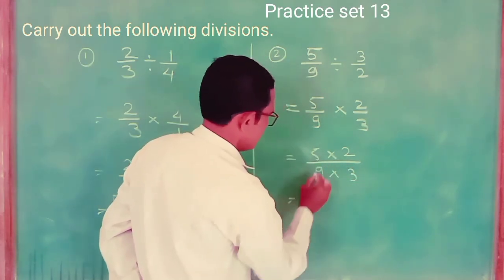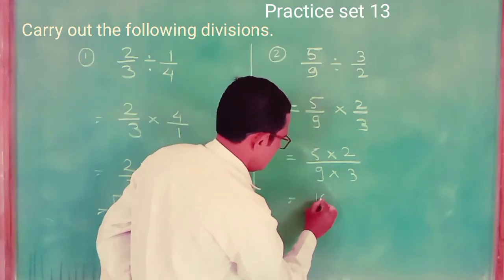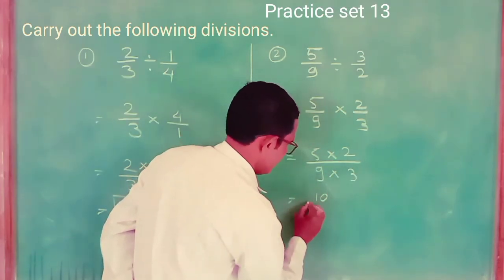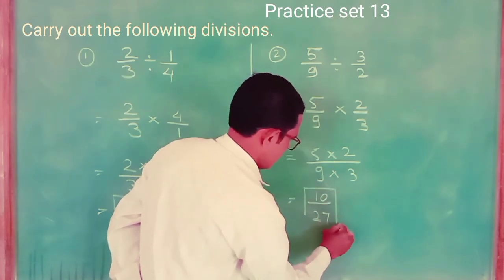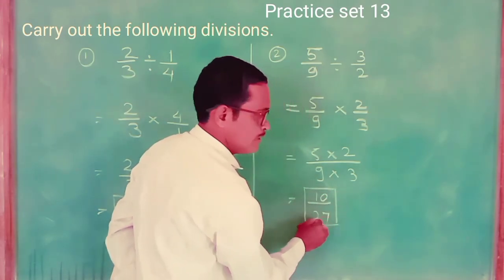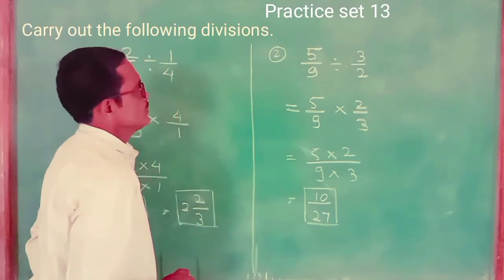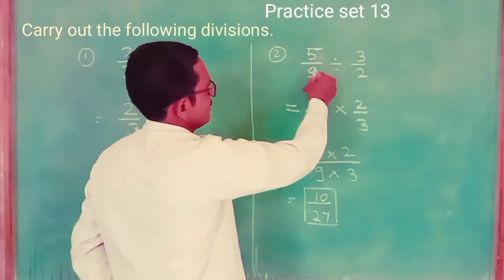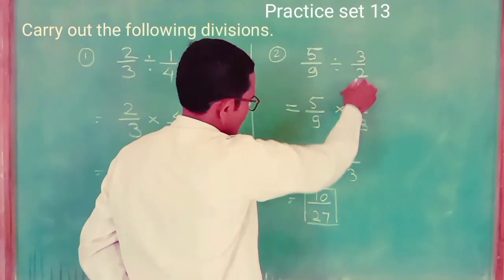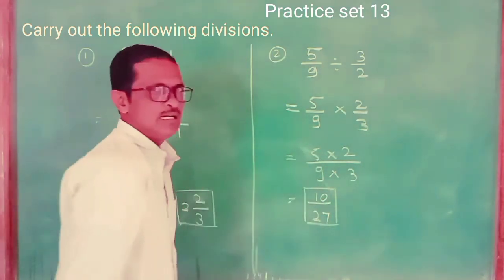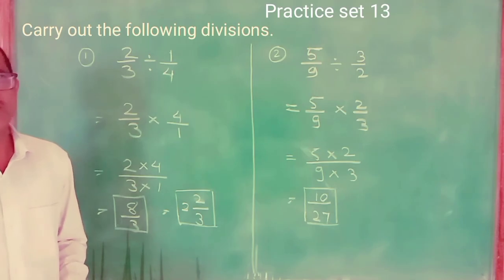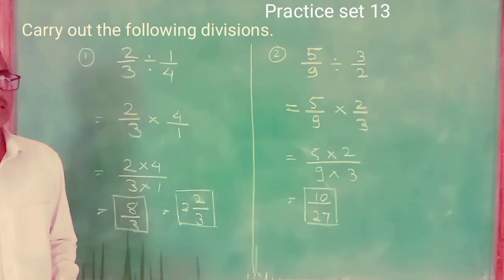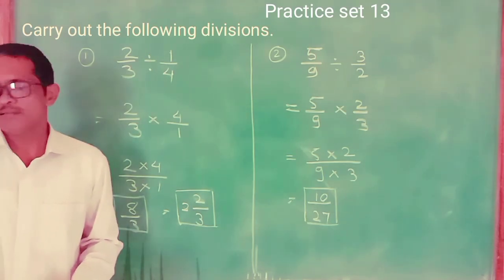Which is equal to 10 upon 9 threes are 27, which is written as 10 upon 27. So the answer of 5 upon 9 divided by 3 upon 2 is 10 upon 27. In a similar way, we can solve the examples of practice set number 13.